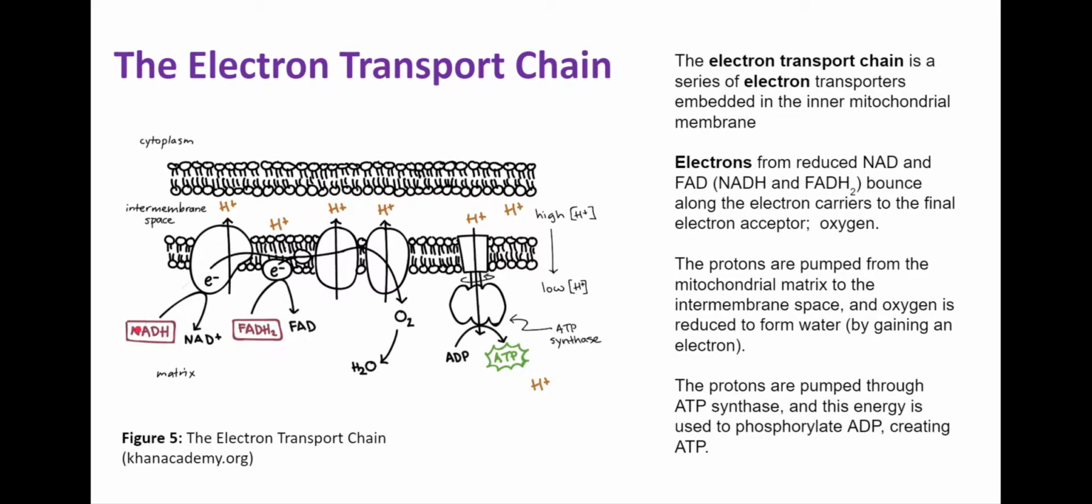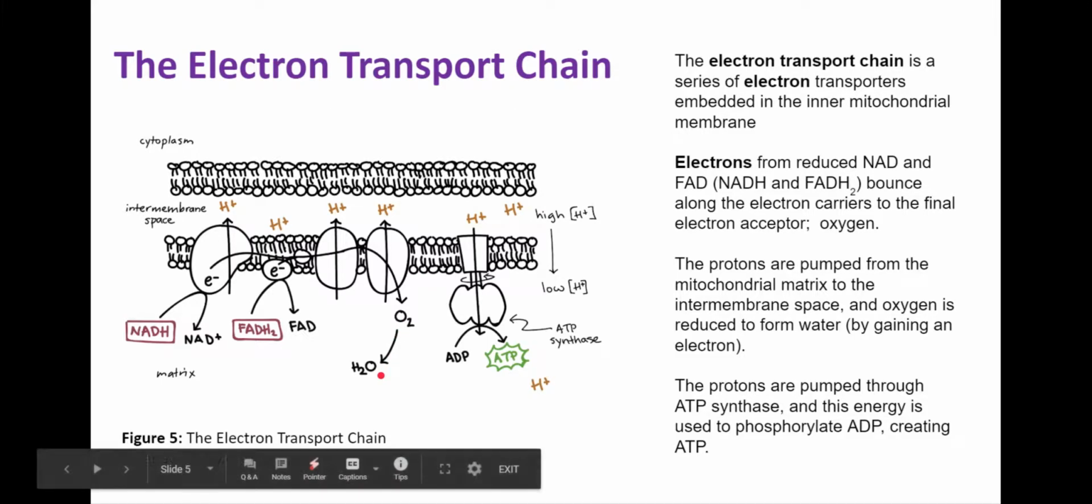Where they get this energy from to go through the proton pumps is from electrons made in the previous stage. These electrons bounce from the electron carrier number 1 to electron carrier number 2 to electron carrier number 3, and the final electron acceptor is oxygen here. That also combines with 2 hydrogens to make water.